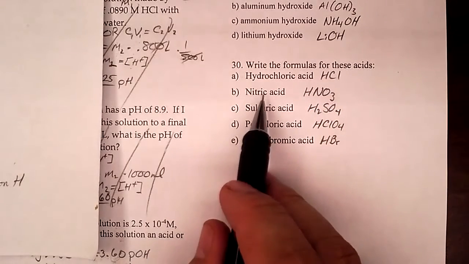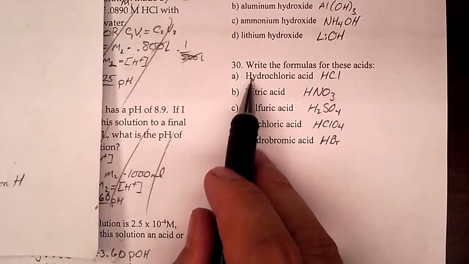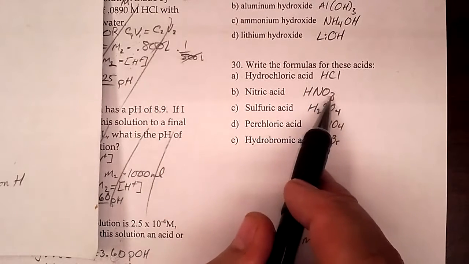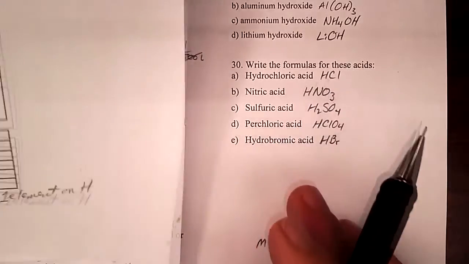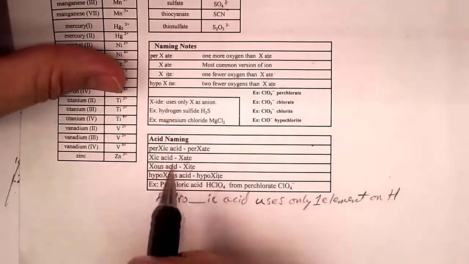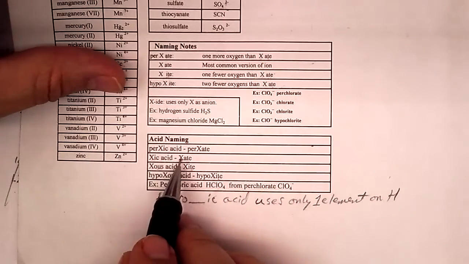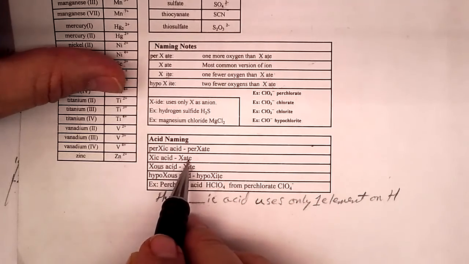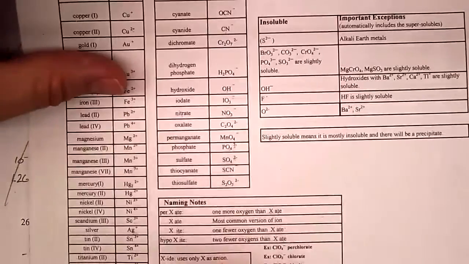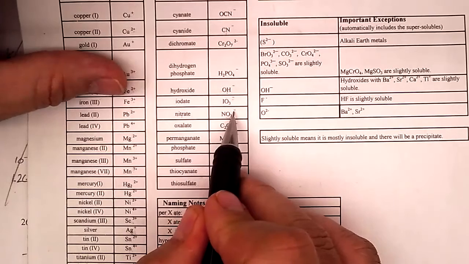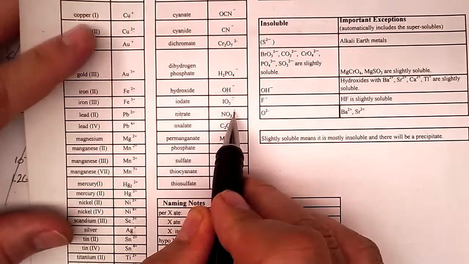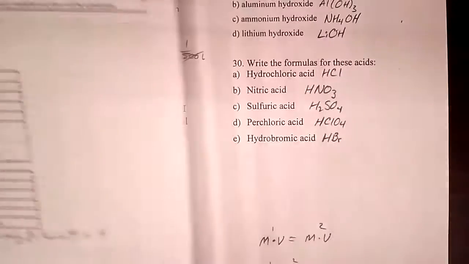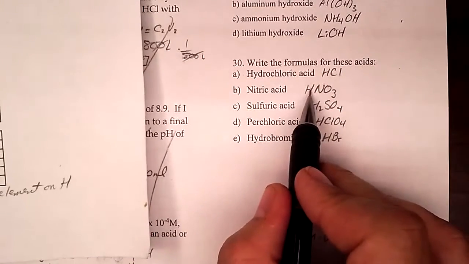Nitric acid is different though. Notice it does not say hydro in front. Therefore, it is not one element. It is a group that is on H. And here's our acid naming. Ic acid comes from ate. So if it's nitric acid, it uses nitrate. And nitrate is NO3 -1. So let's throw as many H's as we can get to stick on NO3 -1. And of course, that's one of them because H is +1.